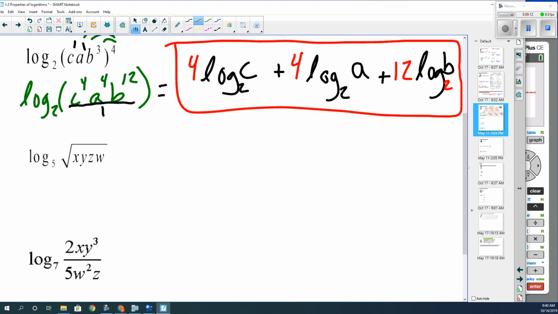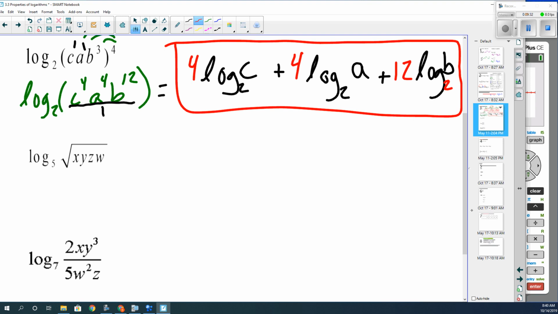Okay, this next one, show me in the air real quick how many logs there should be in the final answer. Yay, good. 4 is correct. Okay, now that root, I don't like to have roots. So I need to write that root as a power. And what power is the same as a root?